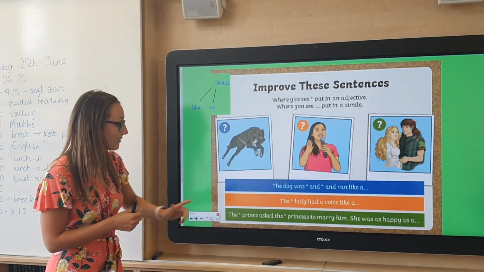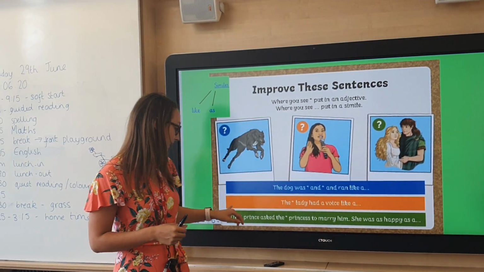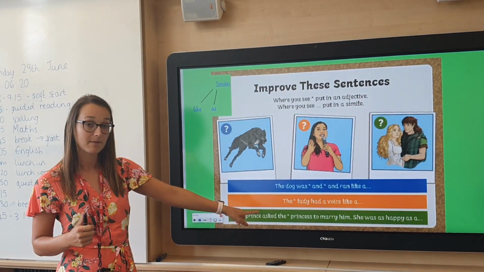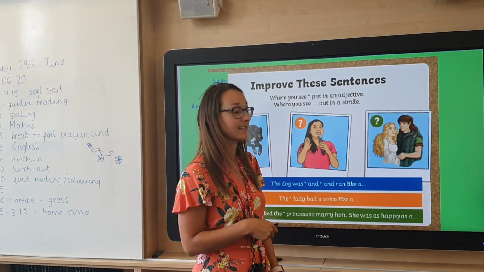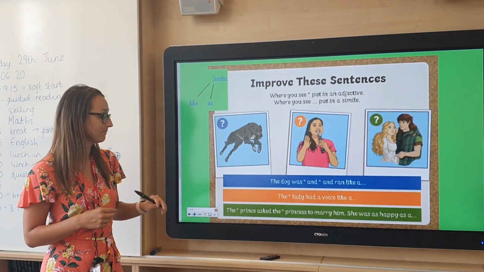And then I want you to do the same thing for the something lady, had a voice like a something. The something prince, asked the something princess, so you've got adjectives describing words there, to marry him. She was as happy as a something. Okay, so just like to have a quick go at those and pause me there.